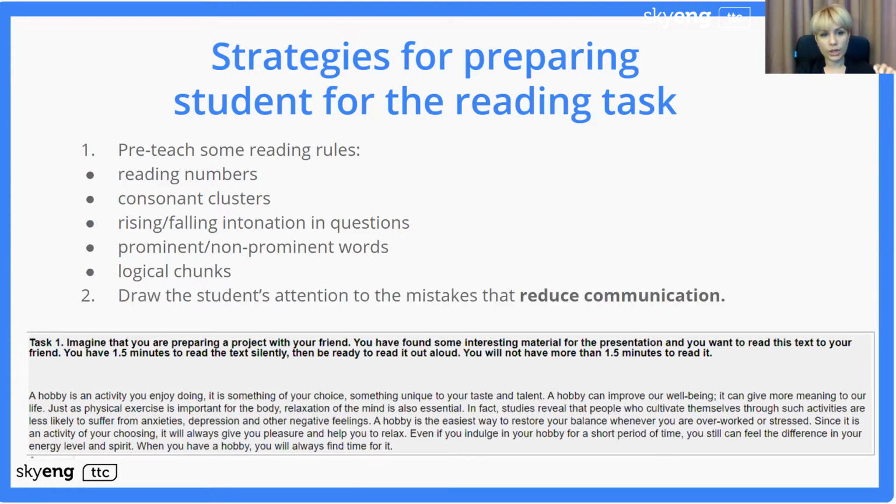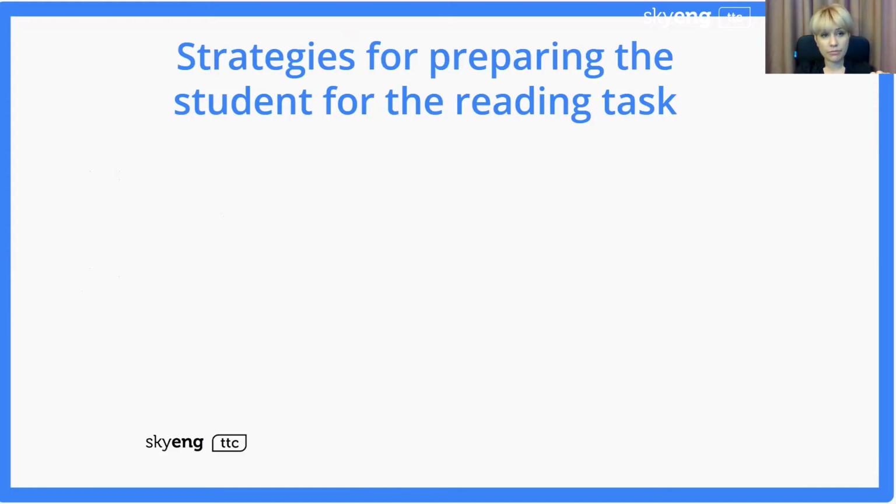And also, we have to explain that the score will be lower if the student makes some mistakes that reduce communication. And by these mistakes, we mean, for example, the word bear. I don't know why, but almost every student reads this word as beer. And this really reduces communication because it's a different word. Another common mistake is since. We have since and they read it signs, and vice versa. These are also different words, and this mistake can reduce communication.